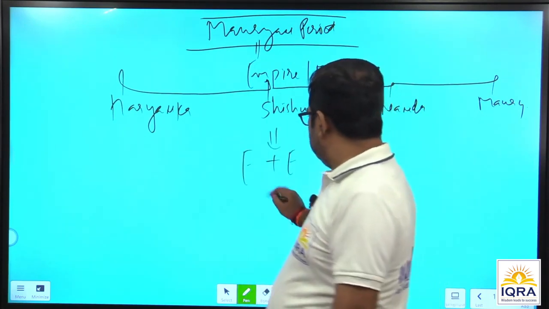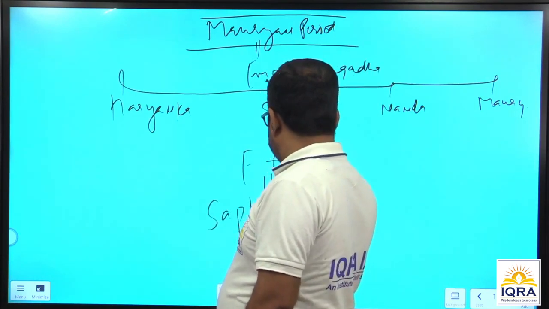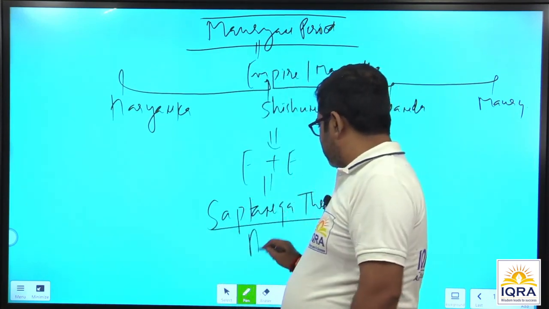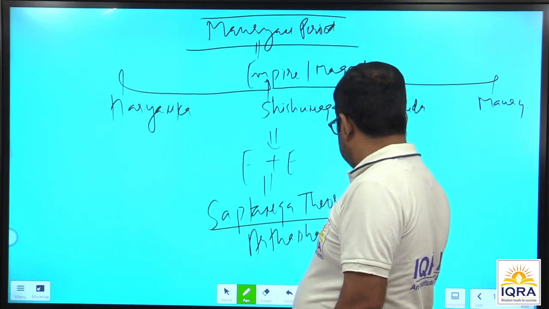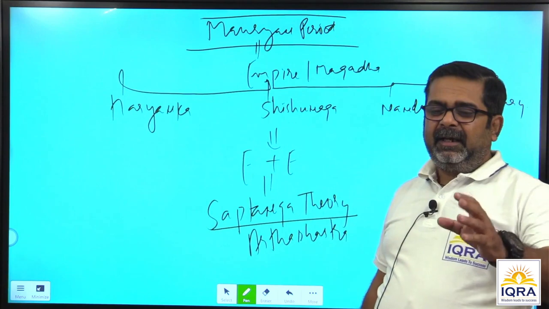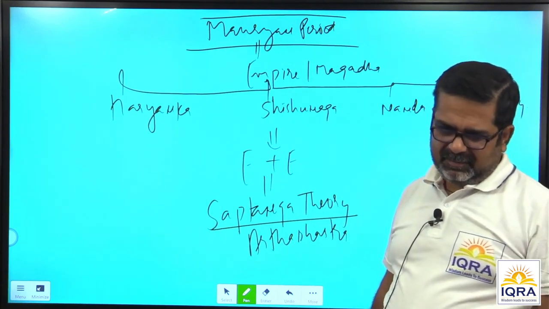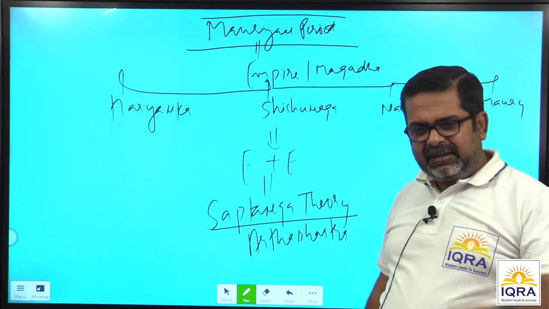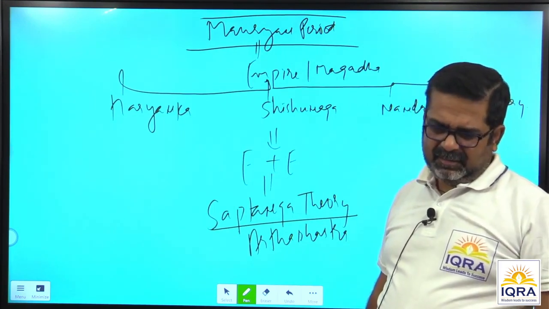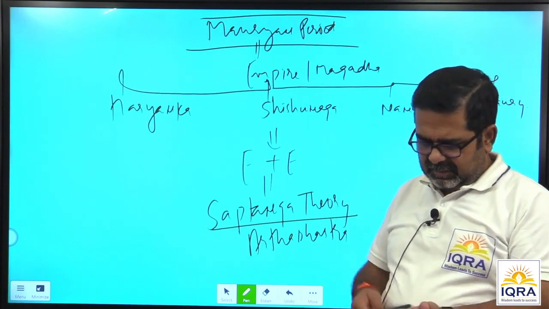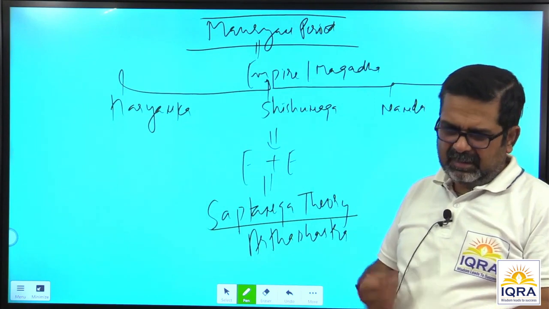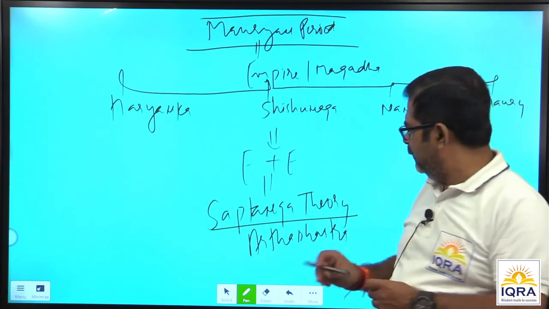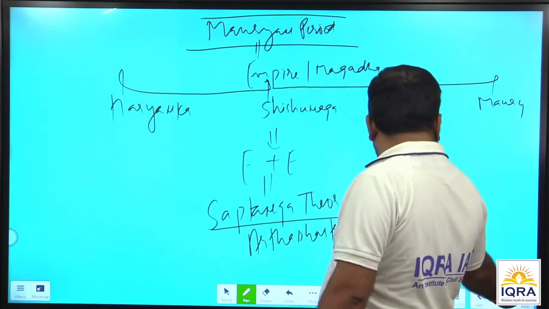Necessity is the mother of invention. So Saptang theory, given by Arthashastra. Saptanga theory, 7 limbs of the state.